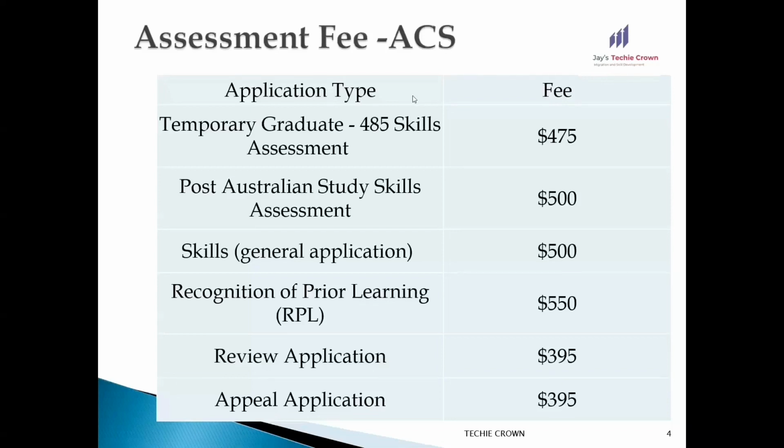Secondly, always provide proper documentation for assessment to avoid any negative outcome. In case you receive a negative outcome, you may end up going for a review or appeal, which may cost you extra. So always avoid these review and appeal charges. Third, in case you are eligible for RPL, try to apply for RPL so that you increase the chance of getting a 189 visa, which will avoid the pre-invite fee.